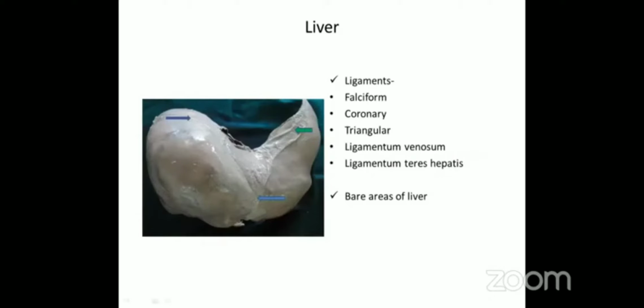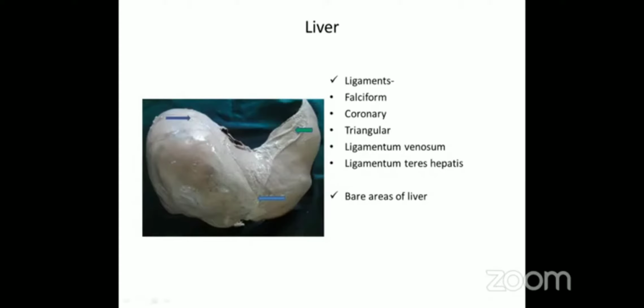You can be asked about the ligaments of the liver. This one, which is shown with blue arrow, is the falciform ligament. Falciform, it is a sickle-shaped fold. What are these ligaments? These are basically folds of peritoneum, which are getting reflected from the body wall, that is parietal, to the organ, that is visceral peritoneum. So this is a sickle-shaped fold from the anterior abdominal wall to the anterior surface of the liver.